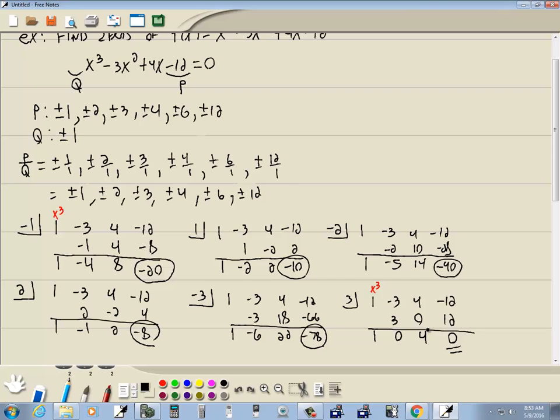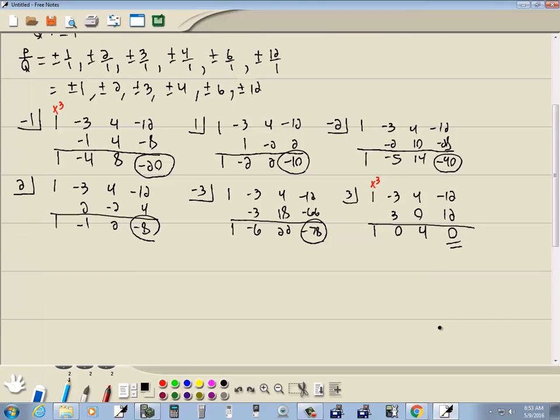And notice what we got. We got a zero remainder. A zero remainder means you found a factor, or another way to say that is we found a zero. Now, finding zeros is our goal here, so whatever number's in this box is our first answer. So our first answer is x equals 3.